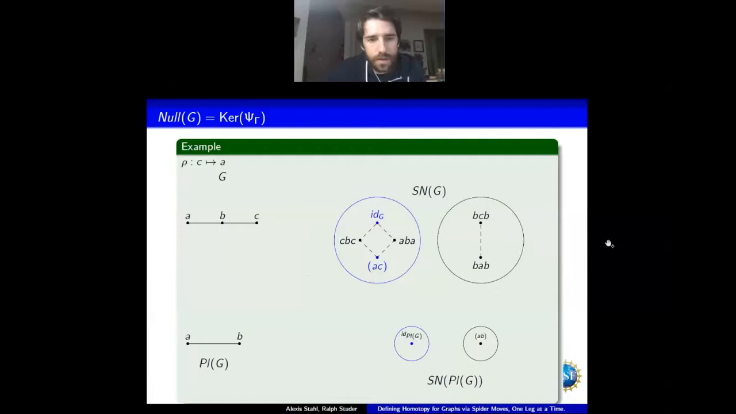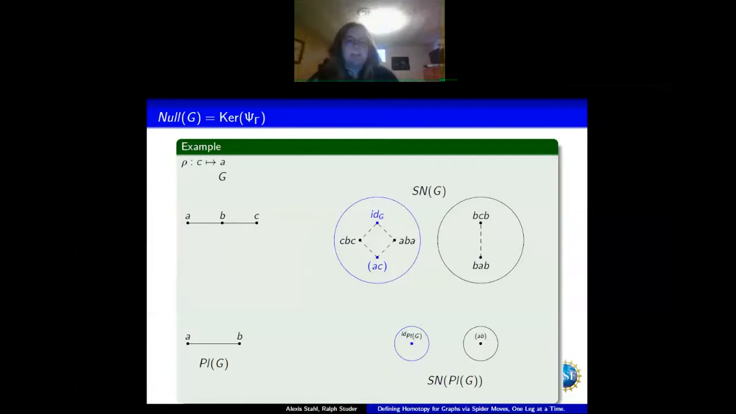So our last example here we have where rho takes C to A, and we can show here in our blue circle the black dots are actually all homomorphisms, so we're not looking at those really at all. But we do have our two blue automorphisms, and because AC is homotopic to the identity, it gets mapped to the identity of pleat G. So therefore, again, that's the Null G, and since they get mapped to the identity of pleat G, they're also the kernel, therefore they're equal again.